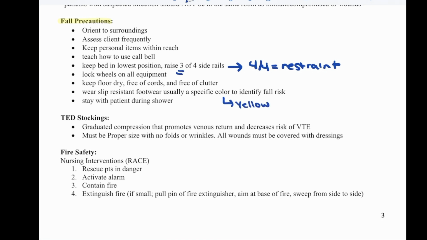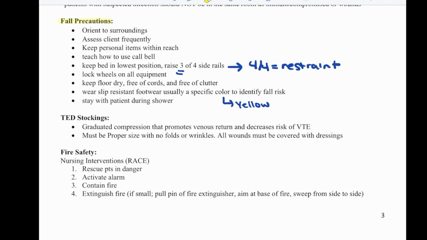And we want to stay with the patient in the shower because that is a high-risk fall time with the water and also slippery. And sometimes people put a towel down because they say it's less likely to fall, but they can trip over that. So we just want to keep that in mind.